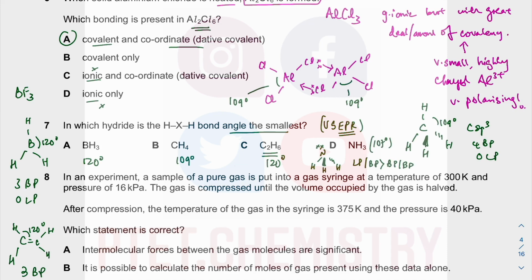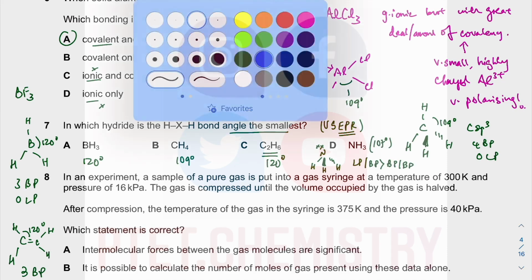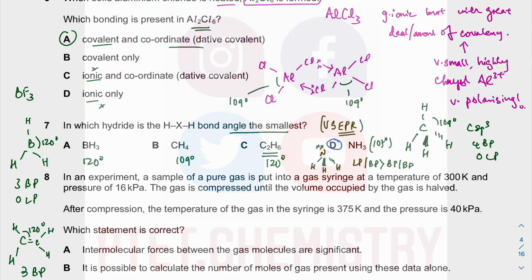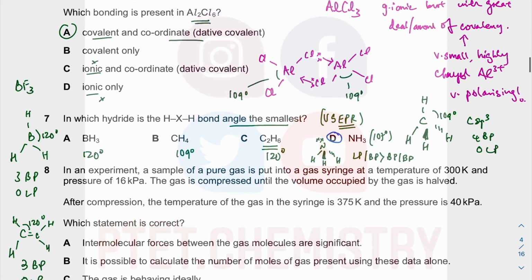So among all these, the smallest one has to be the ammonia with 107 degree, smaller than 109, smaller than 120 degree. As a result of the presence of lone pair that repels, well, lone pair, bond pair repel more than bond pair. That's why this is called electron pair repulsion theory, and you are expected to explain it in terms of this in your theory paper.